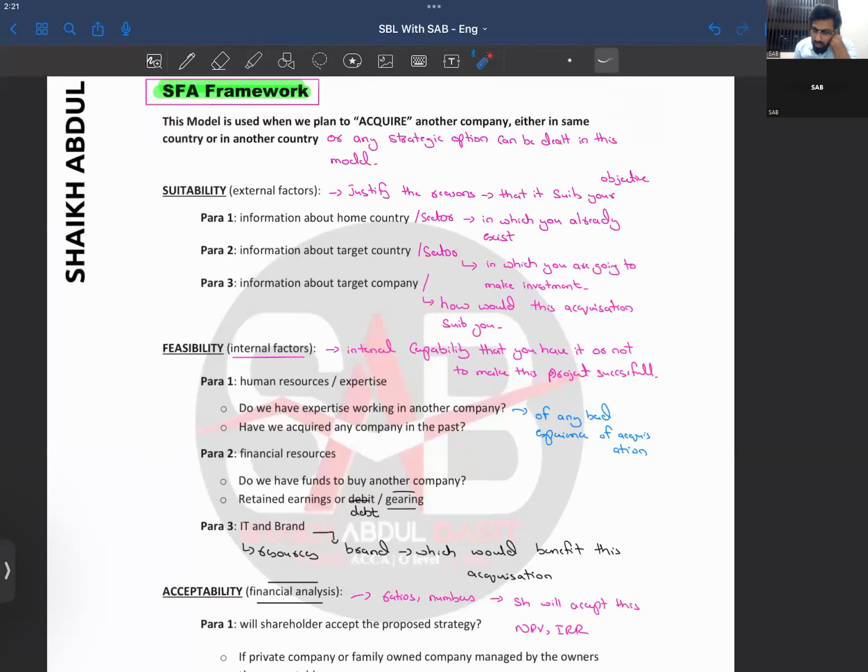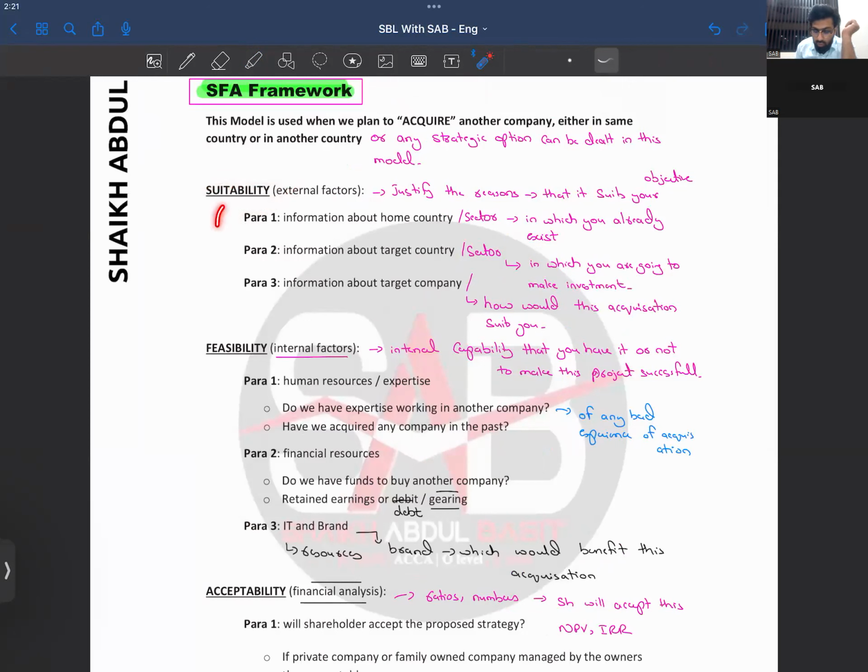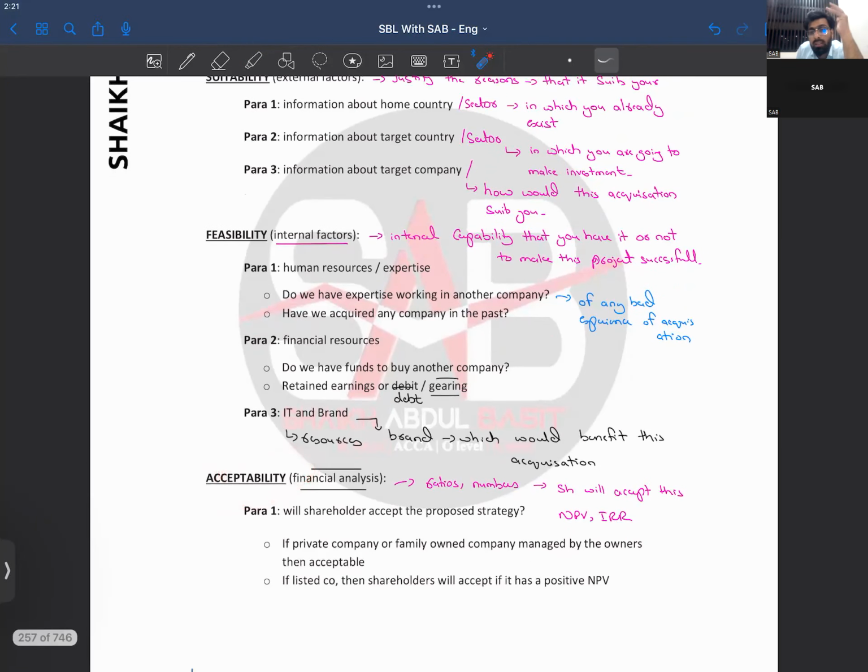And I've taught this while attempting a question, that first you need to think of suitability, whether the factors are suitable, then feasibility. This part is covered in the classes which we have had, and we have done multiple past papers of it. So just a brief review of the SFA model that pertains to the strategic chapter: first you need to identify whether the strategy is suitable to you, right? Once you have identified that it is suitable, then whether it is feasible, that you have the expertise, the financial resources, the brand image that can lead.